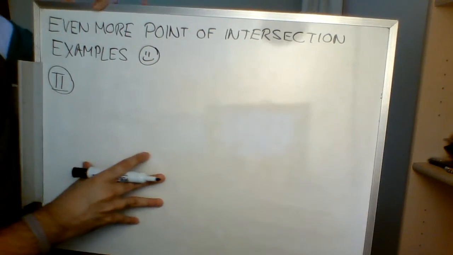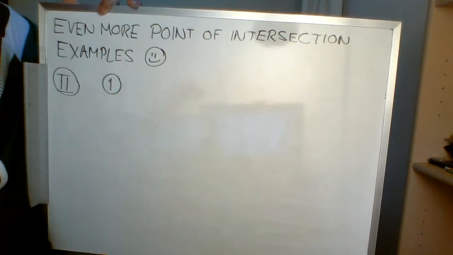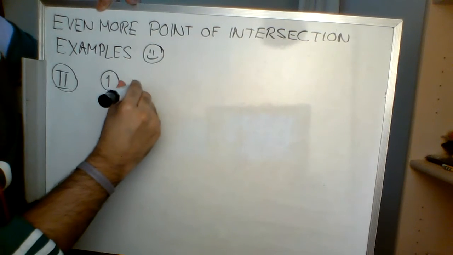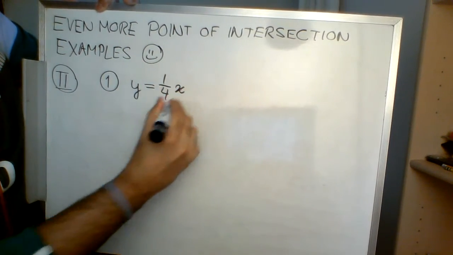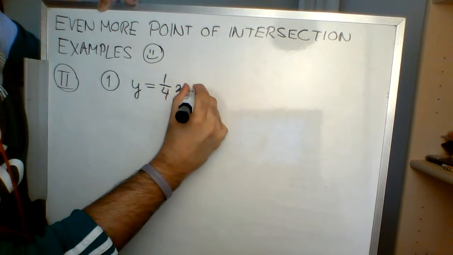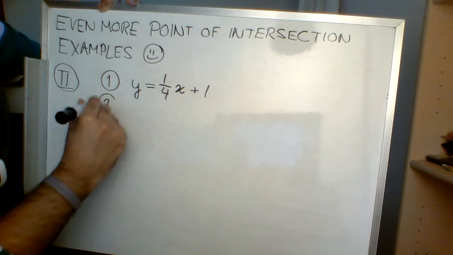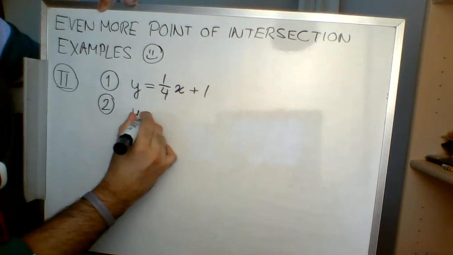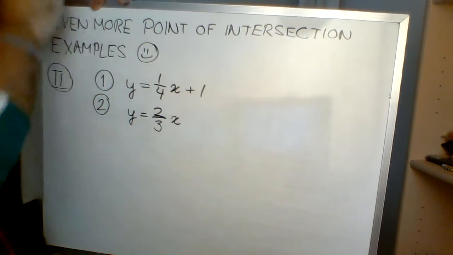So the two lines that we have for this problem are, line number 1 is going to be y equals 1 over 4x plus 1, and line number 2, or equation number 2, is going to be y equals 2 over 3x.